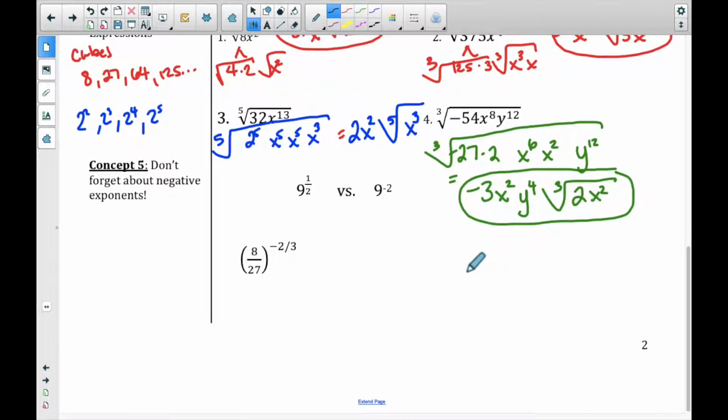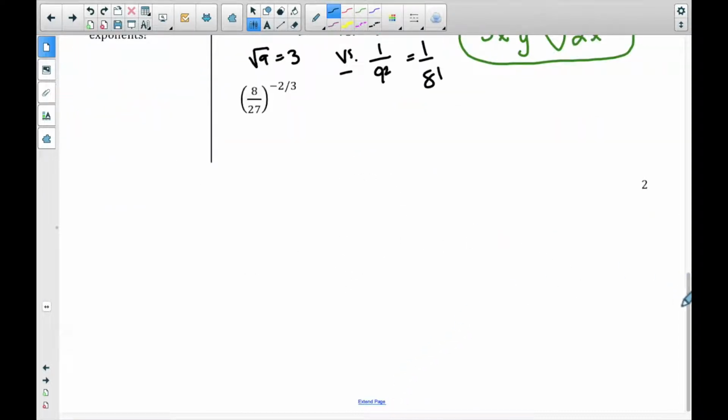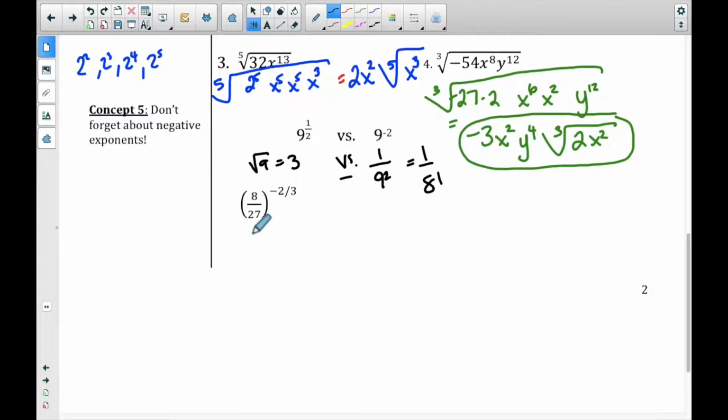Okay, negative exponents. Remember we did this a while ago also. But remember that 9 to the 1/2 is the square root of 9, which is 3. Compare that to 9 to the negative 2 power. 9 to the negative 2 is 1 over 9 squared, or 1 over 81. Don't get those two confused, because I know those are confusing. Well, then what happens if we put them together? Of course I had to do that, right?